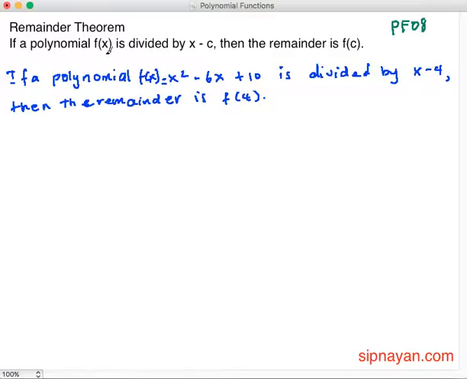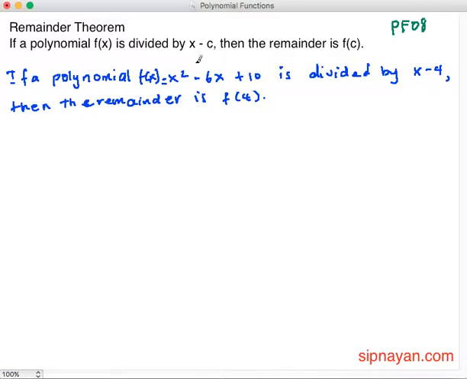Sabi niya, if a polynomial f of x is divided by x minus c, then the remainder is f of c. Yung polynomial function f of x, ibig sabihin is divided by a binomial of the form x minus c. Ang c is any number. Then the remainder is f of c, yung y value ng function at c. Okay, so ang isang example niya, specific example, if a polynomial f of x is equal to x squared minus 6x plus 10, ito yung polynomial natin, is divided by x minus 4, then the remainder is f of 4.